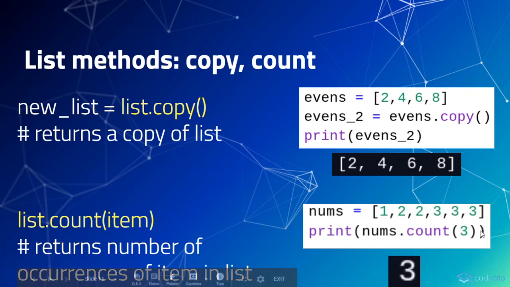If you were to do nums.count(2), then you would get 2. If we were to do 1, it would be 1. If we did a number that wasn't even in the list, it would just be 0.